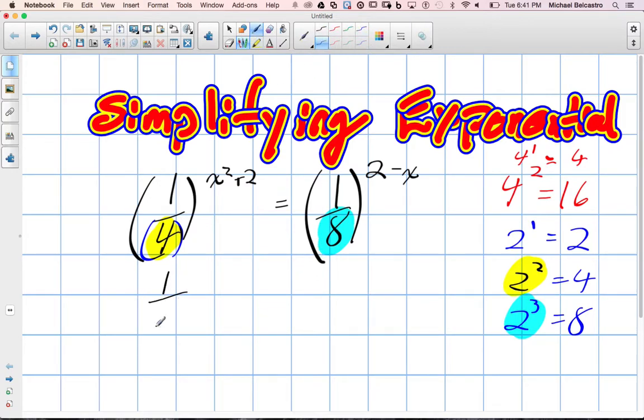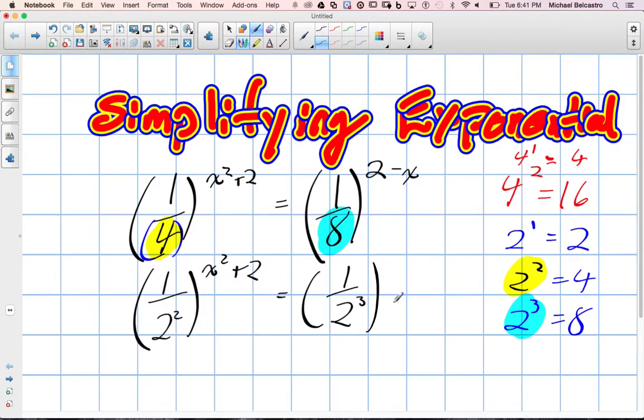So we now have 1 over 2 to the power of 2, to the power of x squared plus 2, is equal to 1 over 2 to the power of 3, to the power of 2 minus x. Now there's a couple ways we can go about this. We're working with fractions, and if you're strong with fractions, then that's great. We can continue working with it.